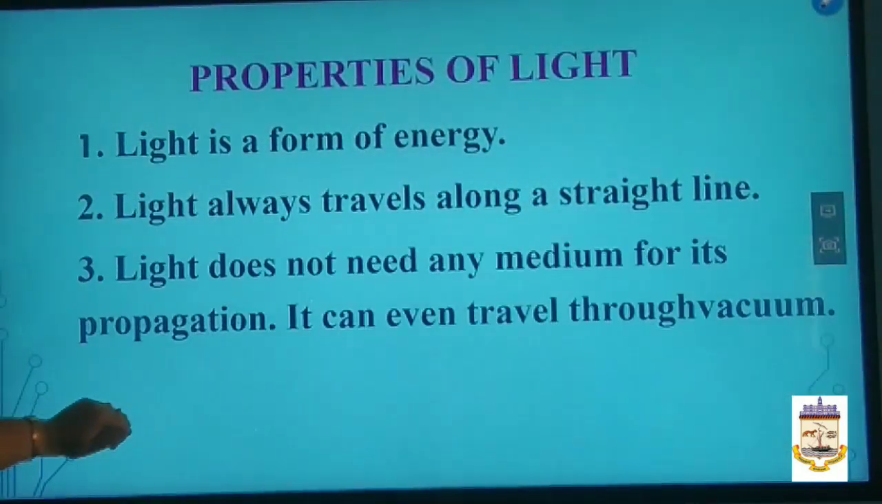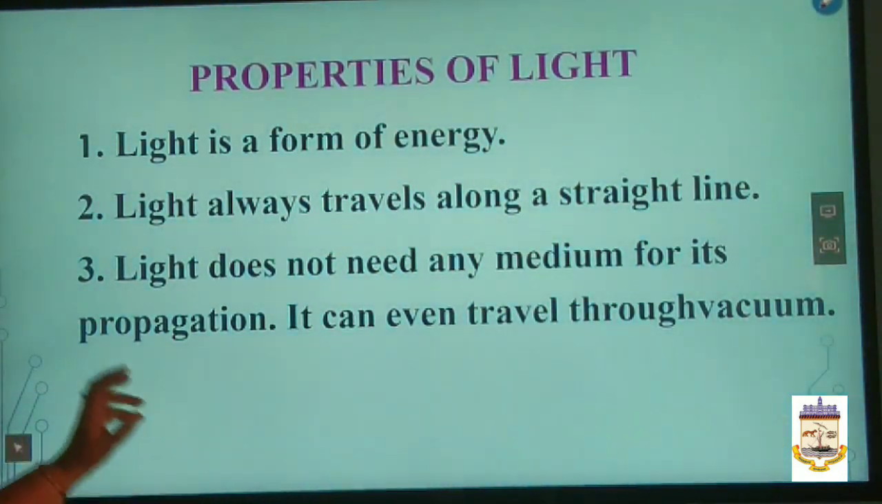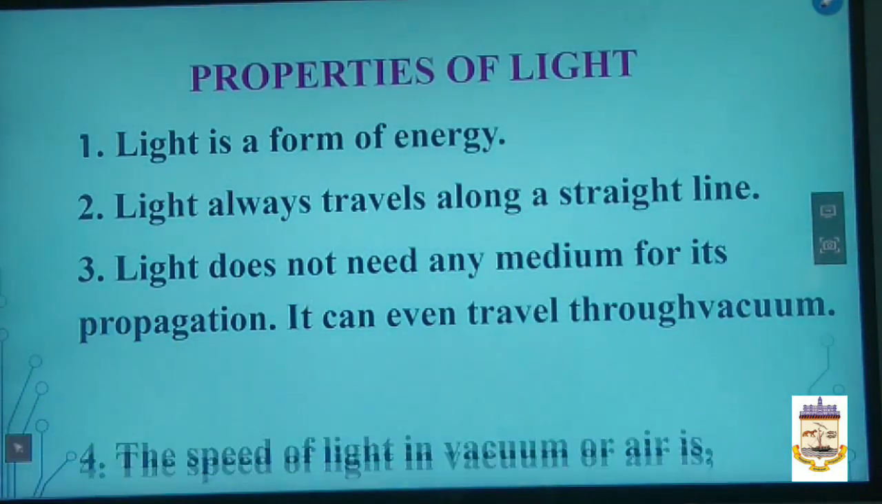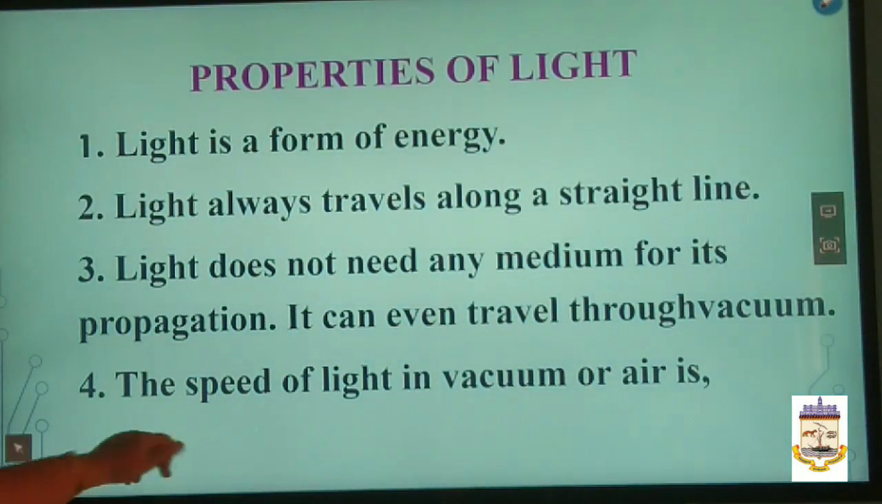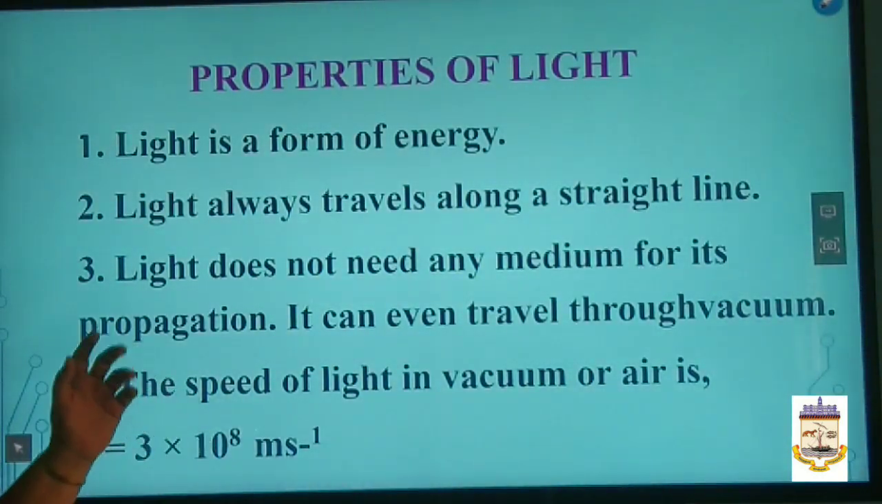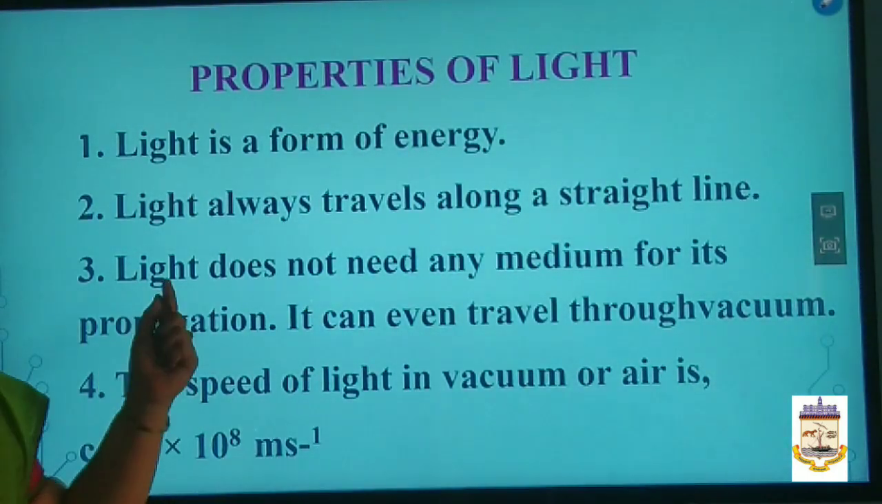Next one is light does not need any material medium for its propagation. Yes, it can even travel through vacuum. This also we know very well. Next, the speed of the light in vacuum or air, how much do you know? 3 into 10 to the power 8 meters per second. That means 300 million meters it can travel in 1 second.